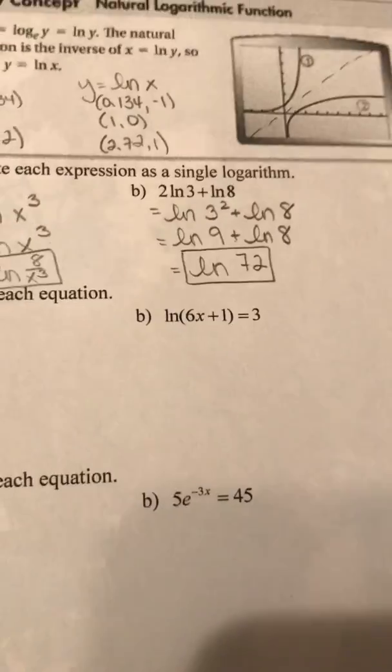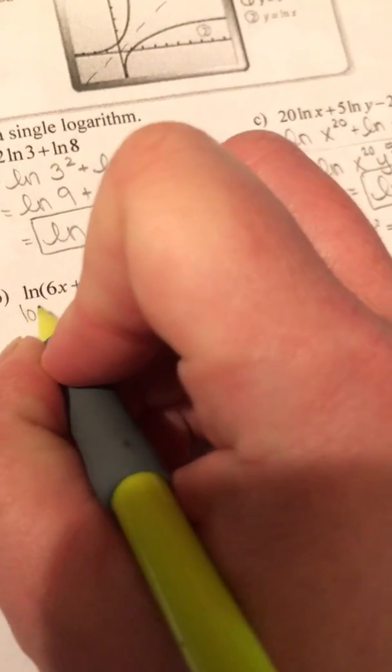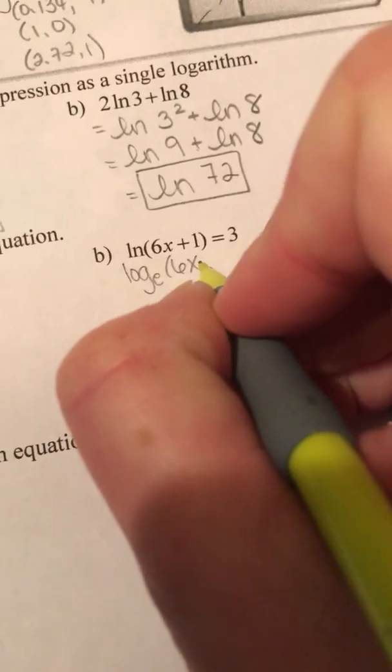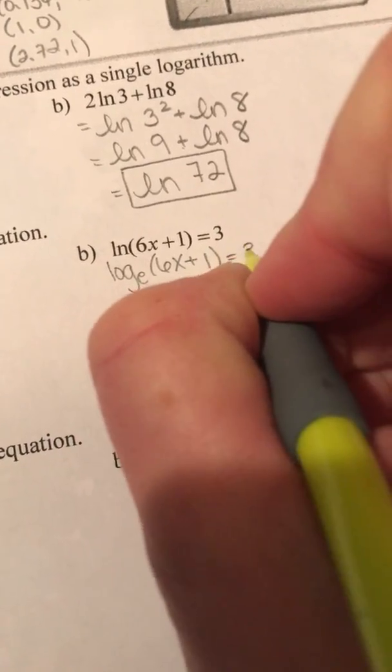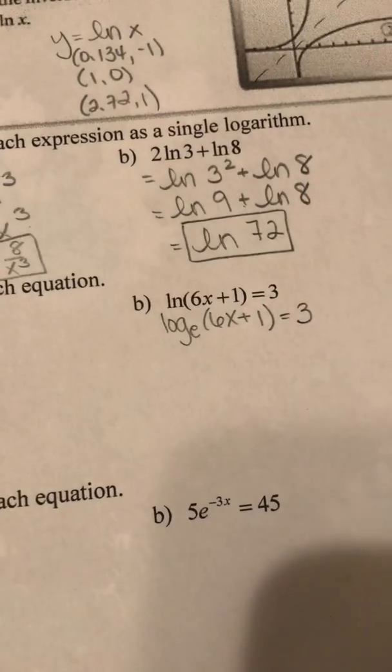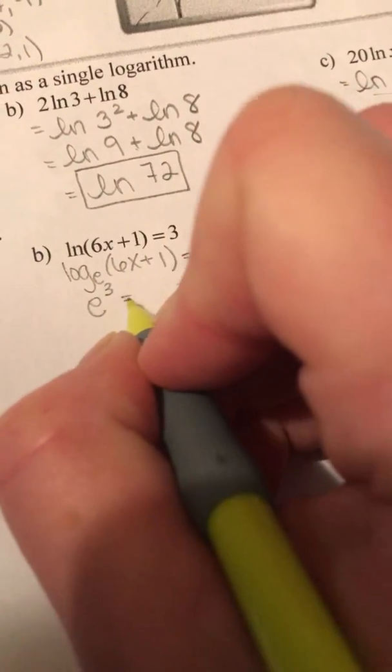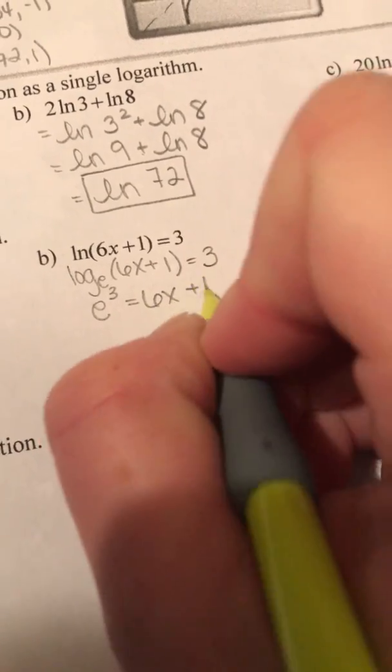Again, same idea. I'm going to rewrite it so I can get that visual. So it's just log base e of the quantity 6x plus 1 equal to 3. I have a logarithm on one side and not the other. So I'm going to rewrite it as e to the third is equal to 6x plus 1.